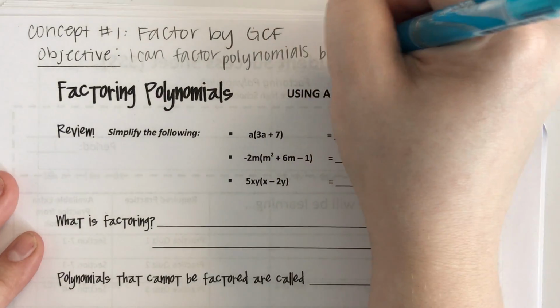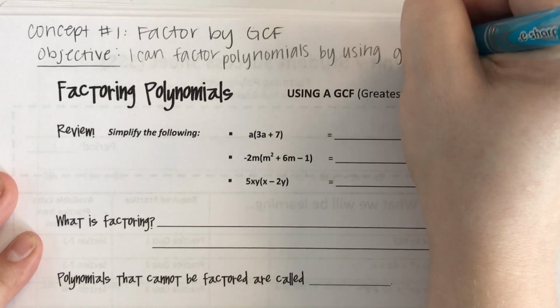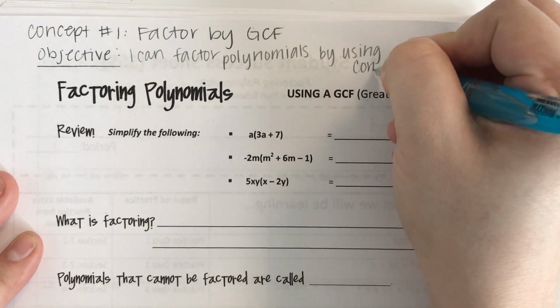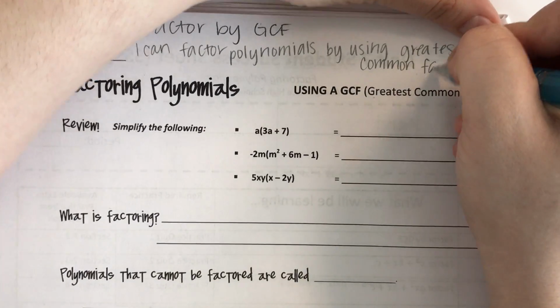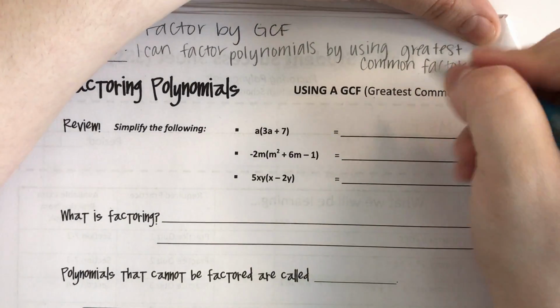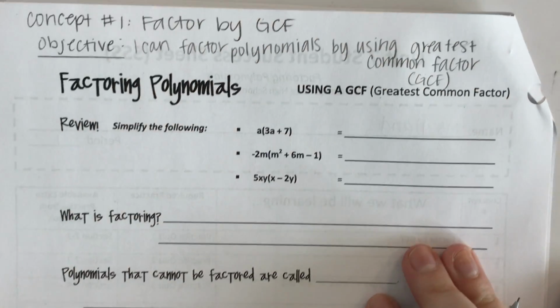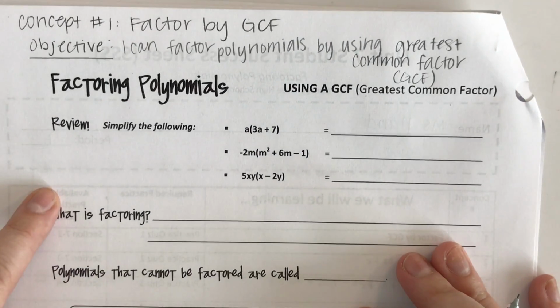By using greatest common factor. You can abbreviate it GCF. Okay, so this is really, really important stuff. Okay, so let's review for a little bit.